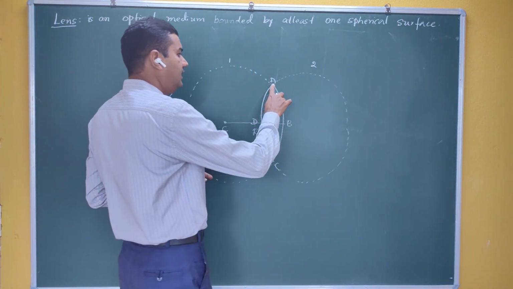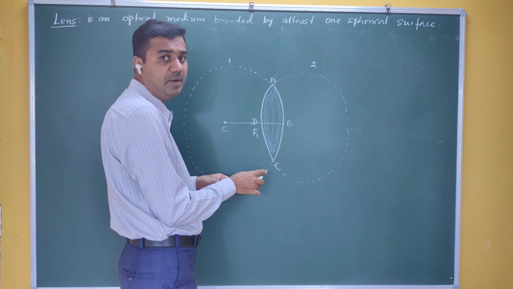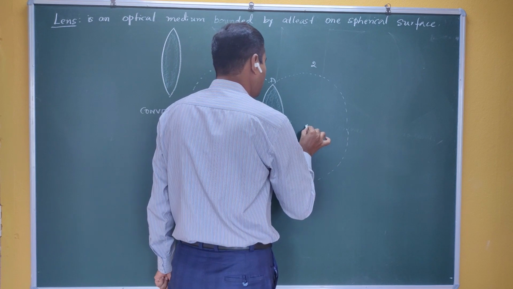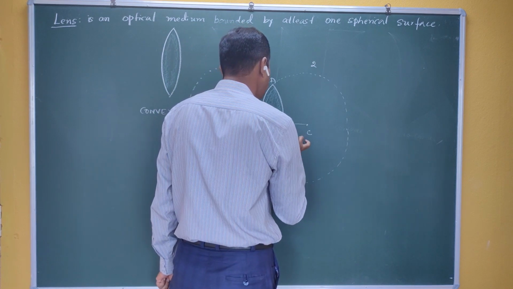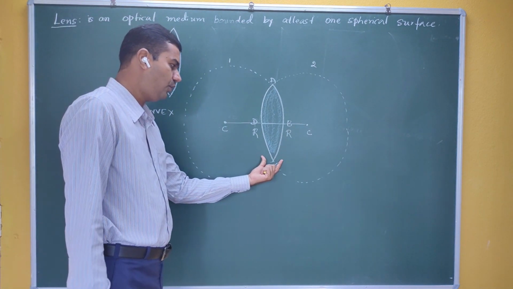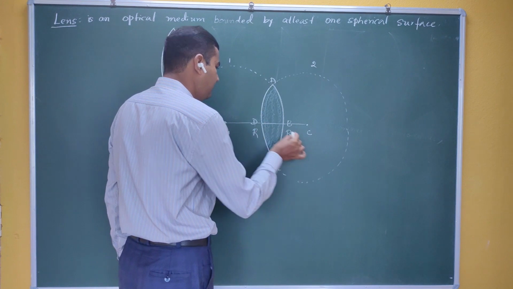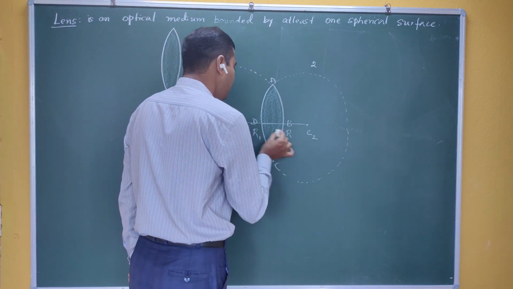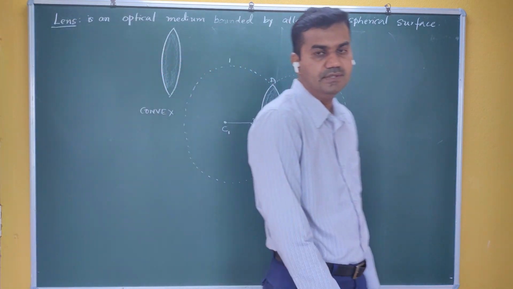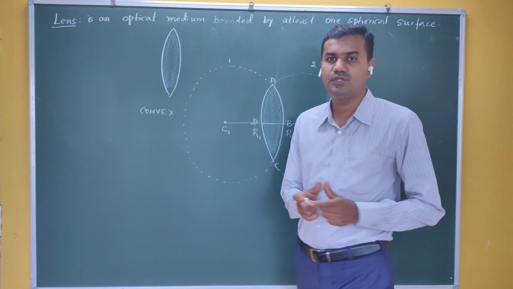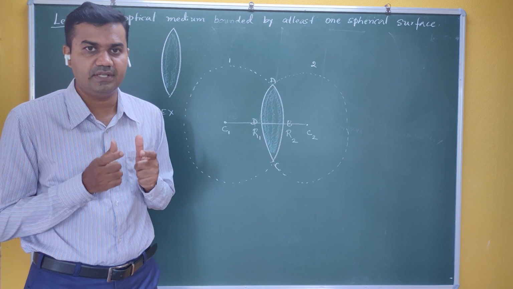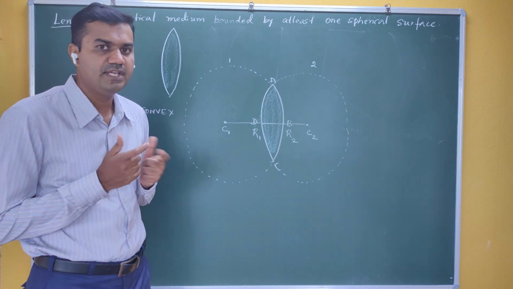Similarly, if you take the other side, ABC is again part of an imaginary sphere 2. Again, this sphere has a certain center as well as a certain radius. Therefore, a particular convex lens has two centers of curvature and two radii of curvature. So this is the geometry here. These are the determining factors in the formation of images.